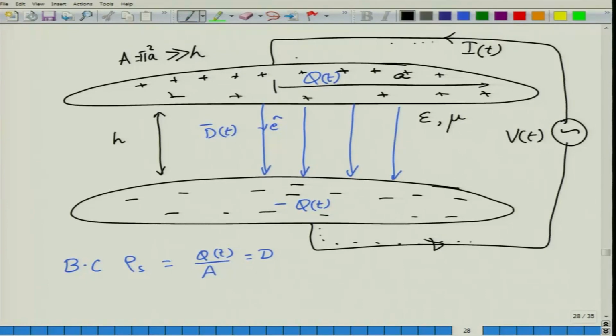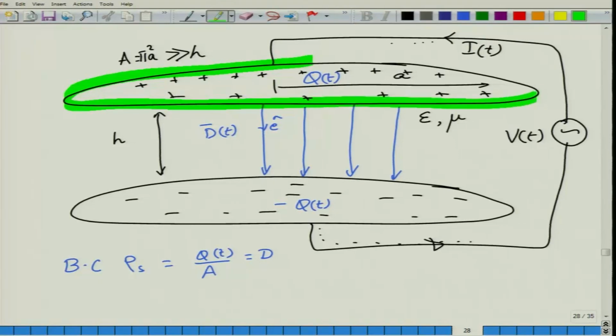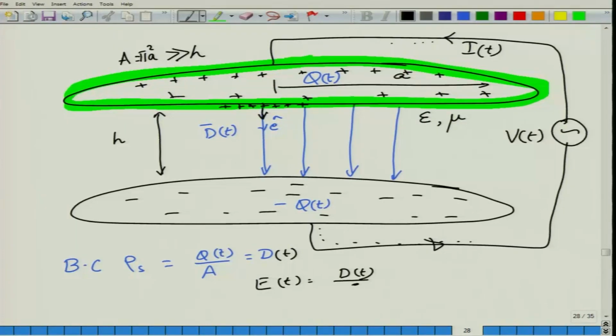Where is the boundary that I am looking at? Well, I am actually looking at this particular surface. You can imagine that I actually have a surface over here, and coming out of that surface will be the D field, which is all perpendicular to this surface, and that would be equal to whatever the charge distribution that you are going to see. The charge distribution will be the surface charge distribution given by Q of t by A, and that is exactly equal to the D of t that you are seeing. What would be the electric field E of t? Well, the electric field will be D of t divided by epsilon. So this would be equal to Q of t divided by epsilon A.